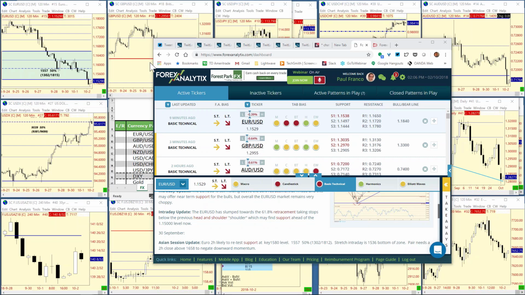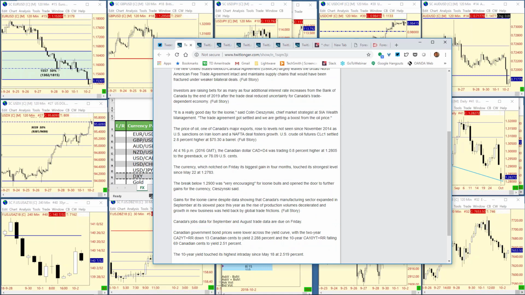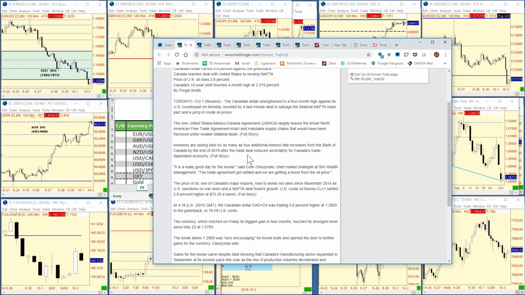Start with the Canadian dollar, which notches a 4-month high on the NAFTA trade deal. Soaring oil prices, the Canadian dollar strengthened to a 4-month high against its U.S. counterpart on Monday, boosted by a last-minute deal to salvage the trilateral NAFTA pact and a jump in crude oil prices. Investors are raising bets for as many as 4 additional rate increases from the Bank of Canada by the end of 2019. It's a really good day for the loonie, said Colin Krasensky, chief market strategist at SIA.